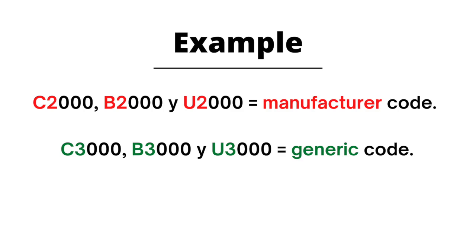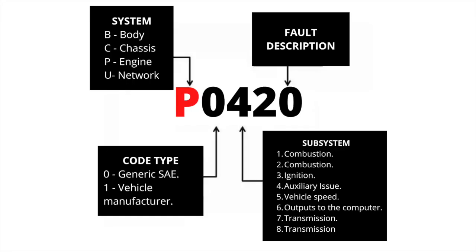Example: C2000, B2000, and U2000 equal manufacturer codes. C3000, B3000, and U3000 equal generic codes. Third digit indicates the system where the fault is located. Digits 4 and 5 indicate the specific section of the fault.